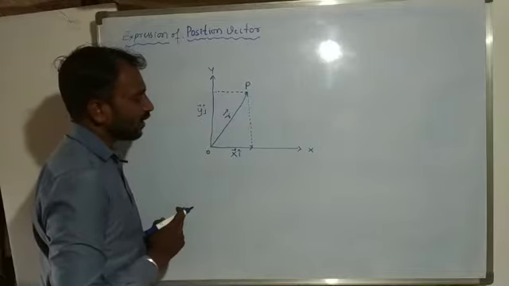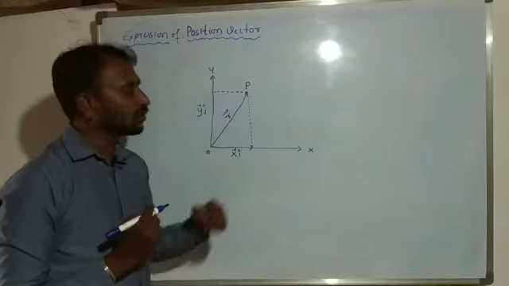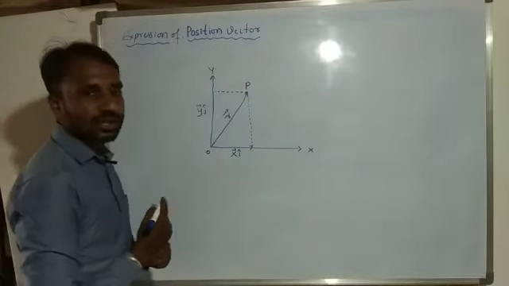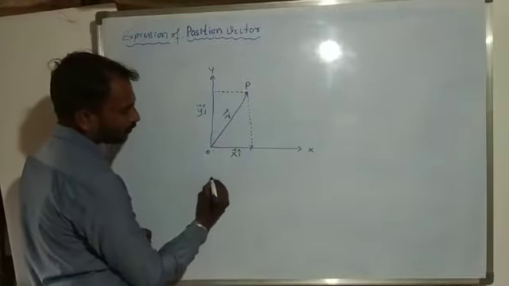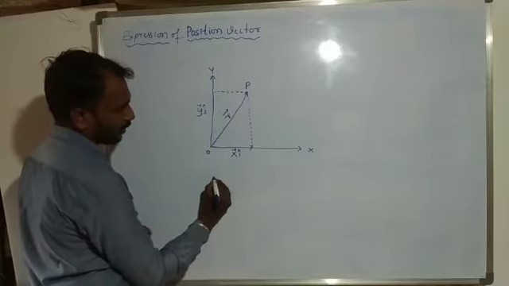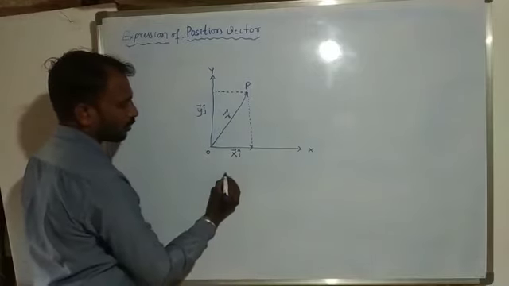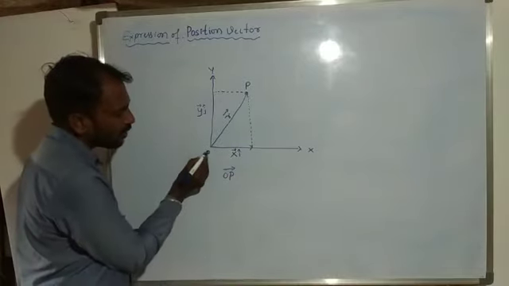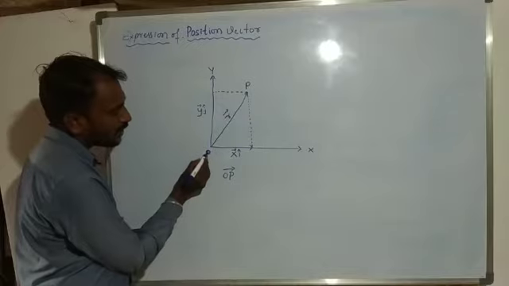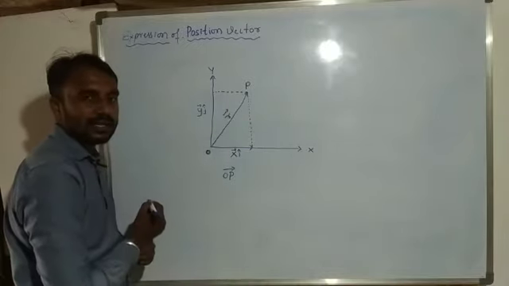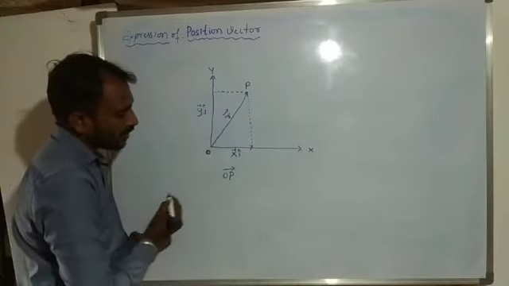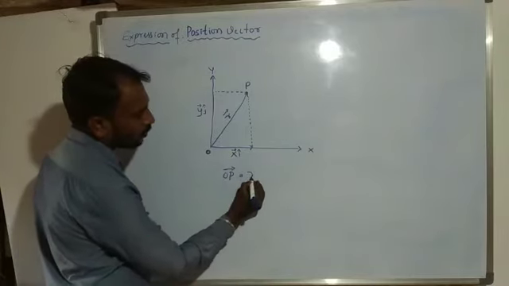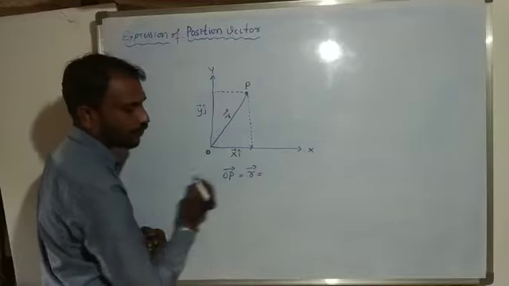So here we want to find this resultant vector. A resultant vector means a position vector. OP is a position vector. Why? Because this O we consider as the origin and this one we consider as a particle. So OP is equal to the position vector R.